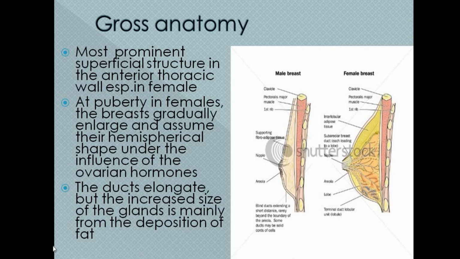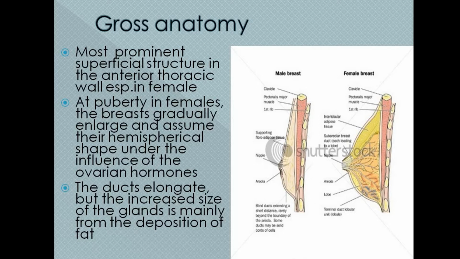the pregnancy and lactation because of the proliferation of the glandular parenchyma of the mammary gland that is present in the breast. So at puberty, the breast gradually enlarges and assumes a hemispherical shape, and it is just because of the enlargement under the influence of the ovarian hormone.